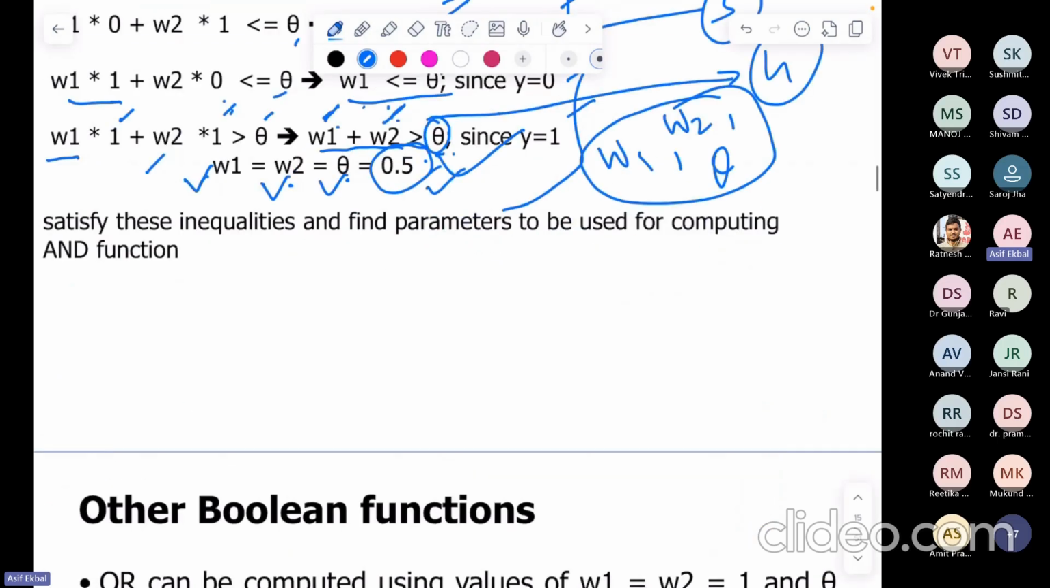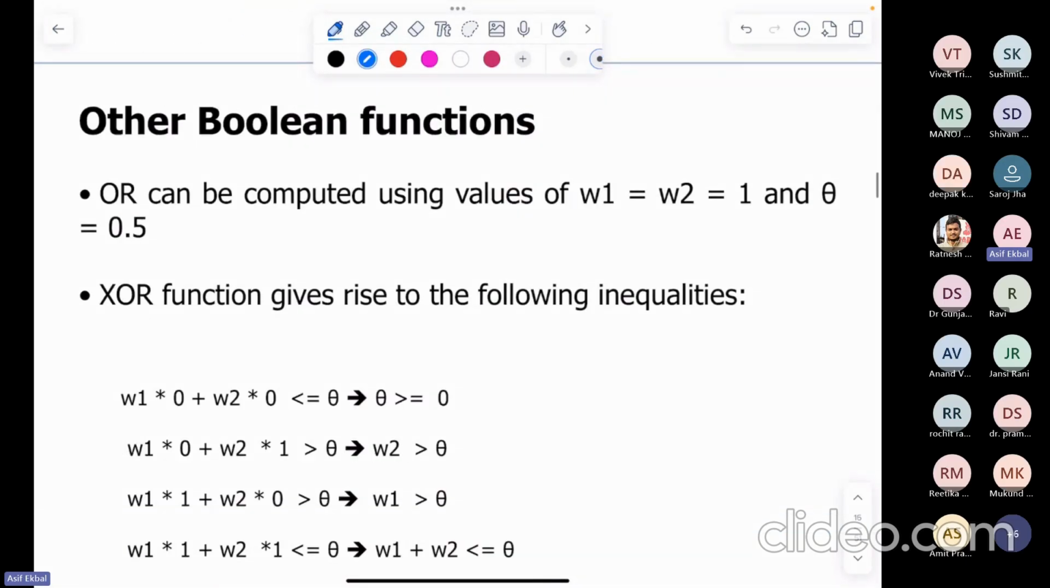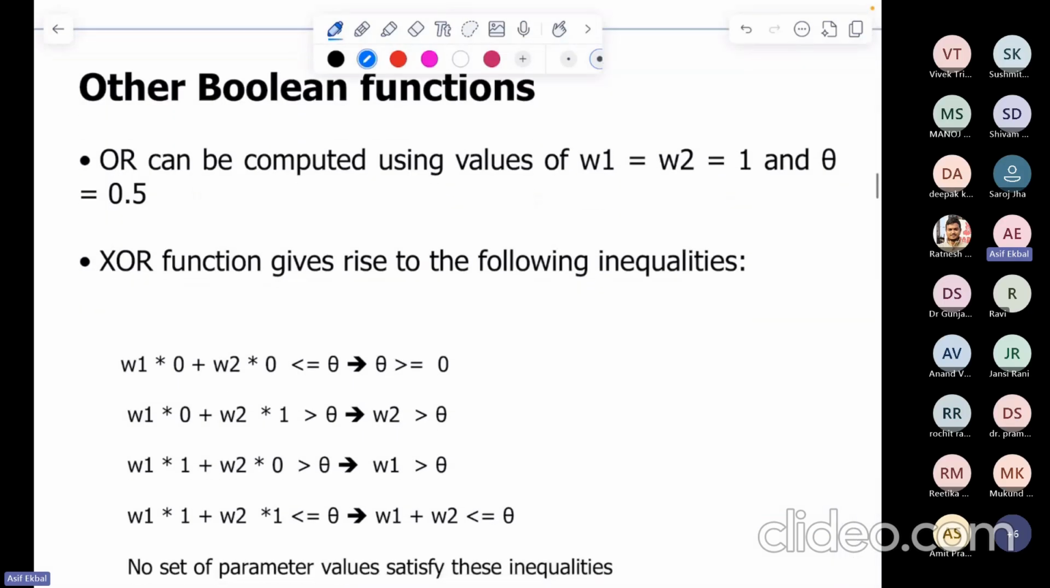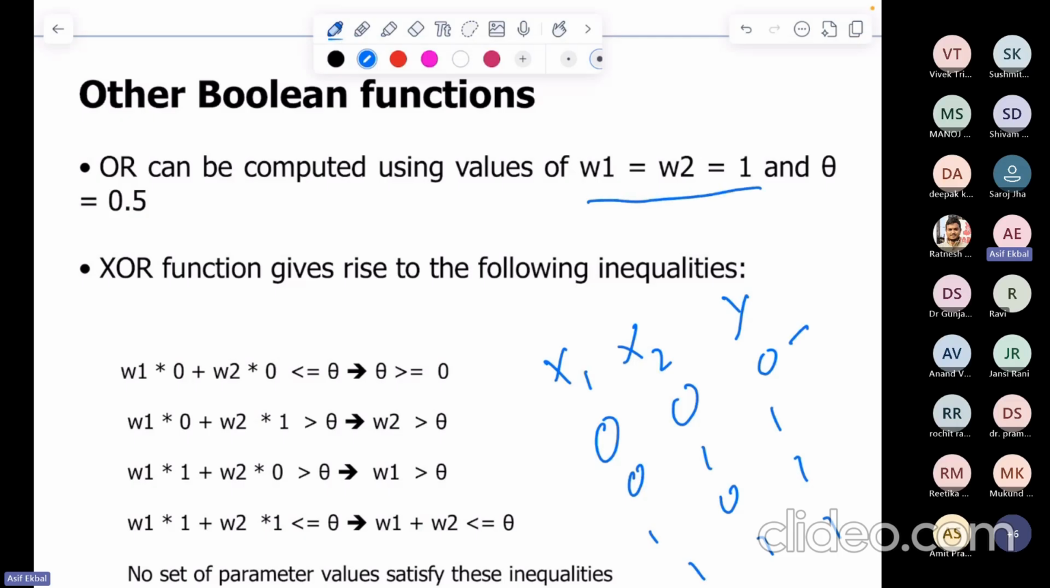Okay. Now, this is how you have to do it through learning. Now, if it is the OR function, you can see that for the OR function, it will be x1, x2, and y: 0,0,0; 0,1,1; 1,0,1; and 1,1,1. This is the OR function. Now again, you write with respect to these Wi xi being less than or equal to theta or greater than theta, depending upon the value of y. If you write those four inequalities, you will get values like this: W1, W2 equal to 1 and theta equal to 0.5.